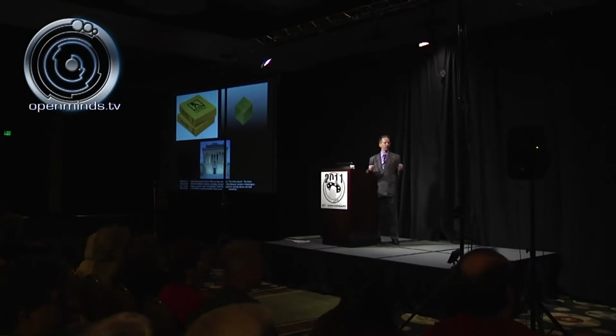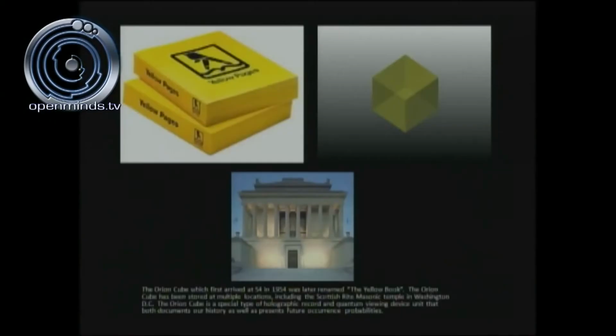What is the Orion Cube? It was also known as the Yellow Book. It has nothing to do with phone numbers, okay? It's an 8 by 8 inch square cube, and it's a quantum viewing device that, once it's accessed, you could use to look at the probabilities of future events. There were protocols that had to be followed in order to activate this. At one time, it's believed that this cube was stored at level 4-1. Later, it was moved to the Scottish Rite Masonic Temple just outside Washington, D.C. From that point further, we don't know where it is. So that's the lineage of the Orion Cube.